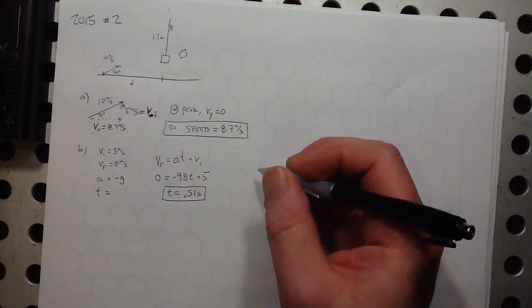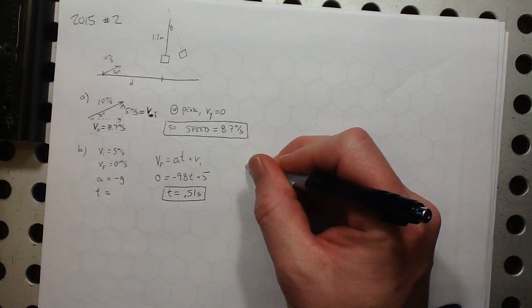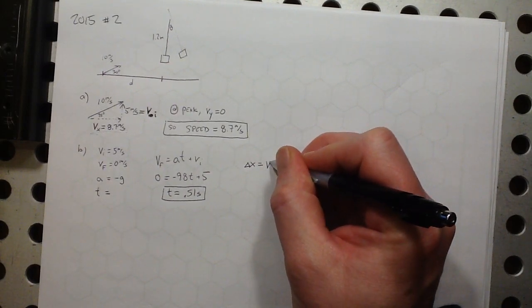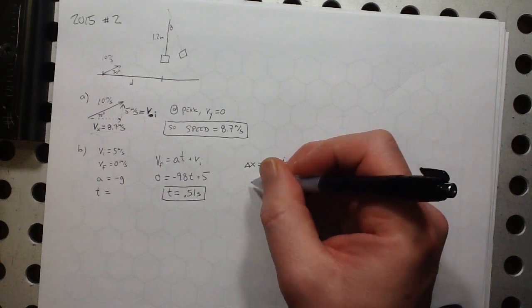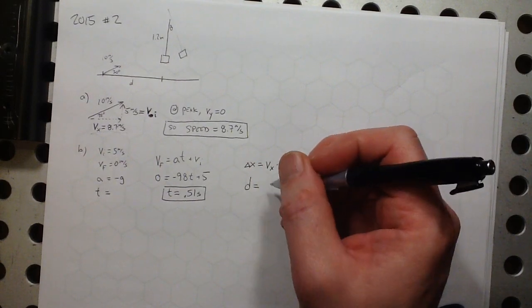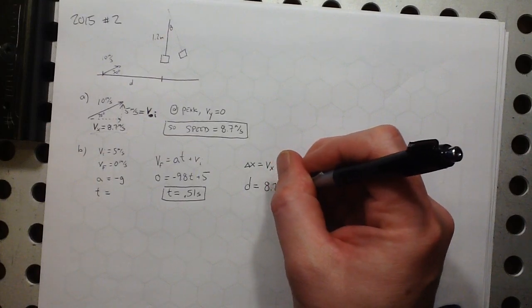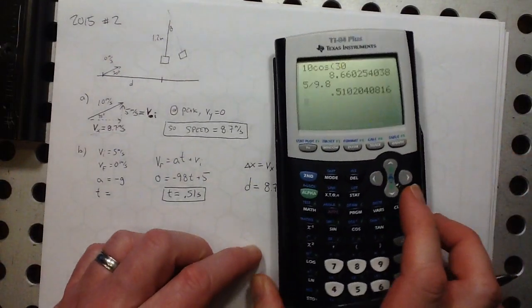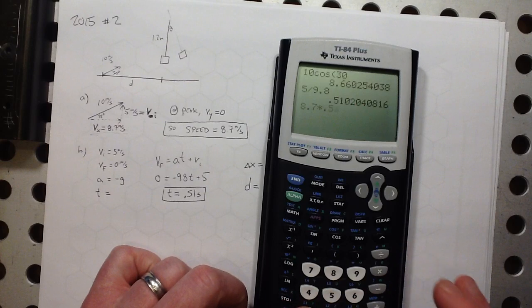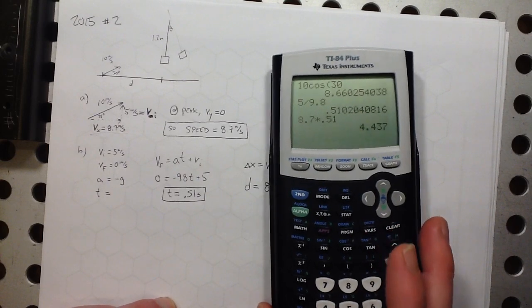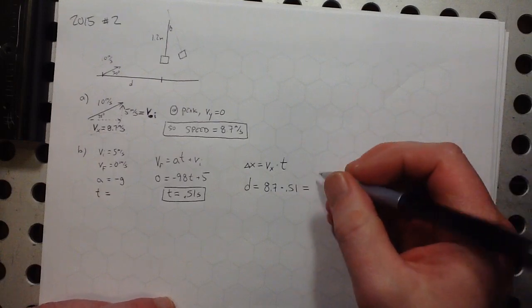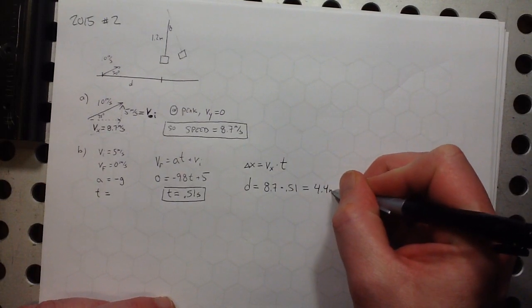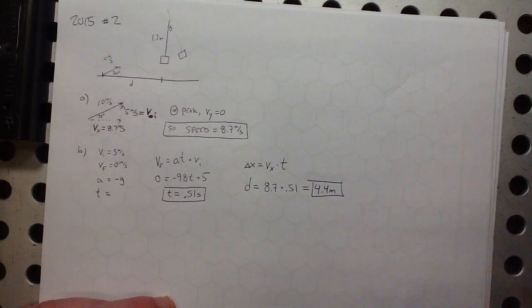How far does it go? In the horizontal direction, I know that the distance it goes is equal to the constant horizontal velocity times time. So my distance d is equal to 8.7 meters per second times 0.51 seconds. So about 4.44. I've been using 2 sig figs, so I'll stick with that. So 4.4 meters. That's how far it goes.